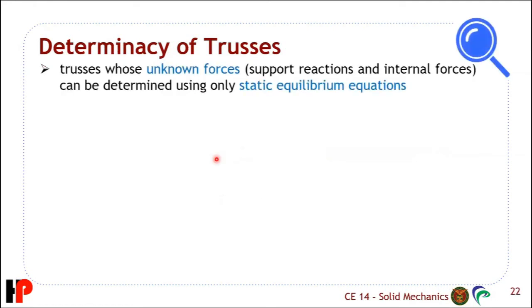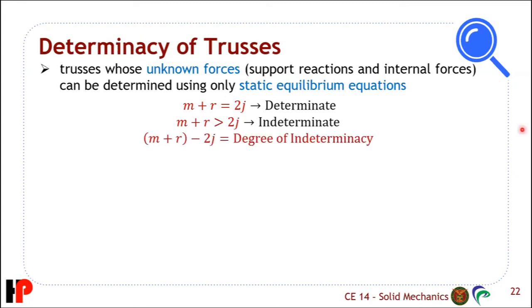Therefore, the determinacy of trusses is just computed by comparing M plus R to 2J. So hindi na siya 3M kasi per member isa lang yung unknown. Tapos hindi rin siya 3J kasi dalawang equation lang meron. So kaya M plus R equals 2J. If it is greater than 2J, indeterminate. And then the difference is the degree of indeterminacy of truss. So there are trusses that are statically indeterminate.